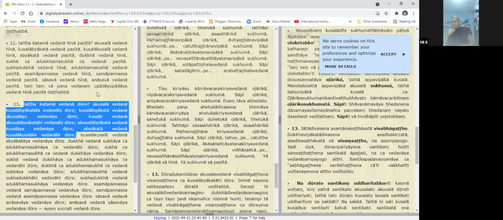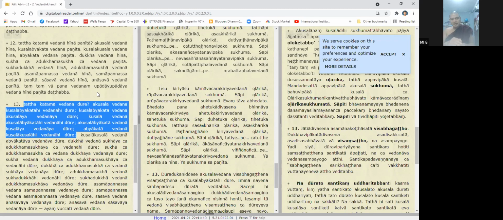It's similar to olarika sukhuma. Akusala vedana kusalaya vedanaya dure. So very simple. Kusala vedana akusalaya vedanaya dure. Simple. We are not going to translate it to English again because we have come across it already.